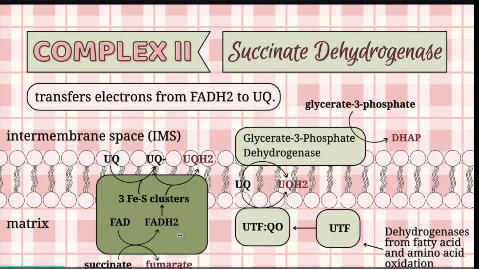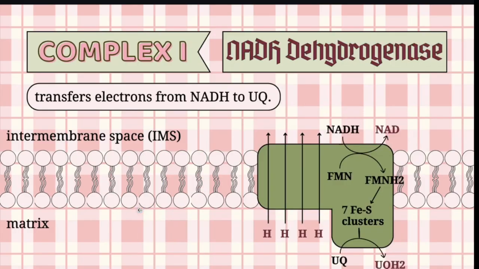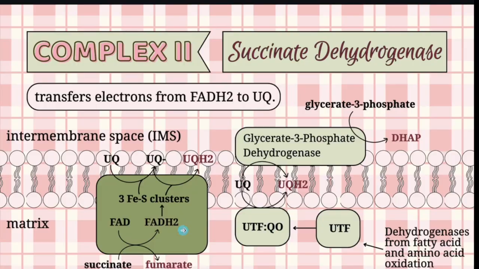And basically, FADH2 will donate its electrons to SDHB. What is SDHB? A series of 3 iron sulfur clusters. So like complex 1 contains 7 iron sulfur clusters, complex 2 has 3 iron sulfur clusters, and they're specifically found in SDHB.